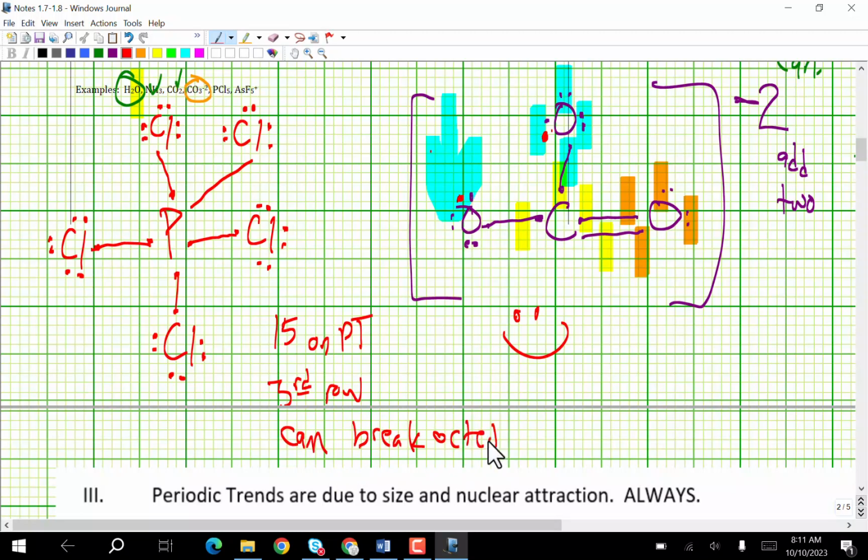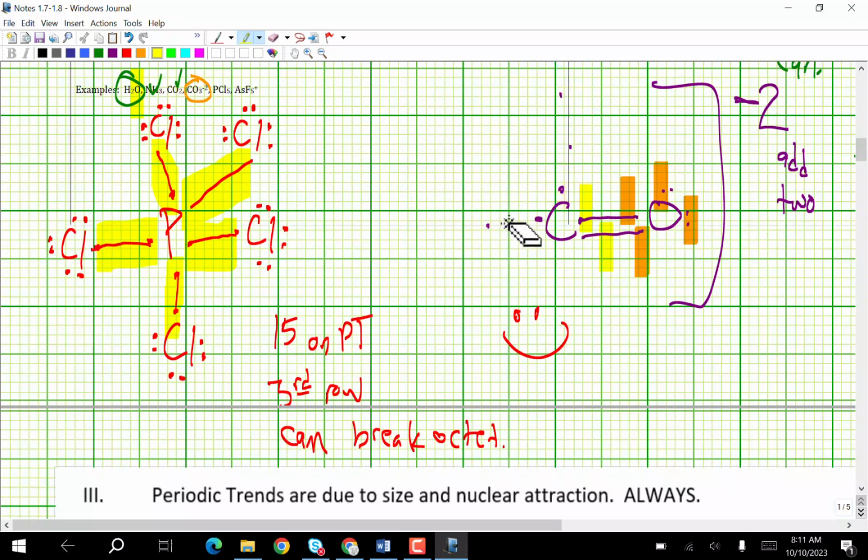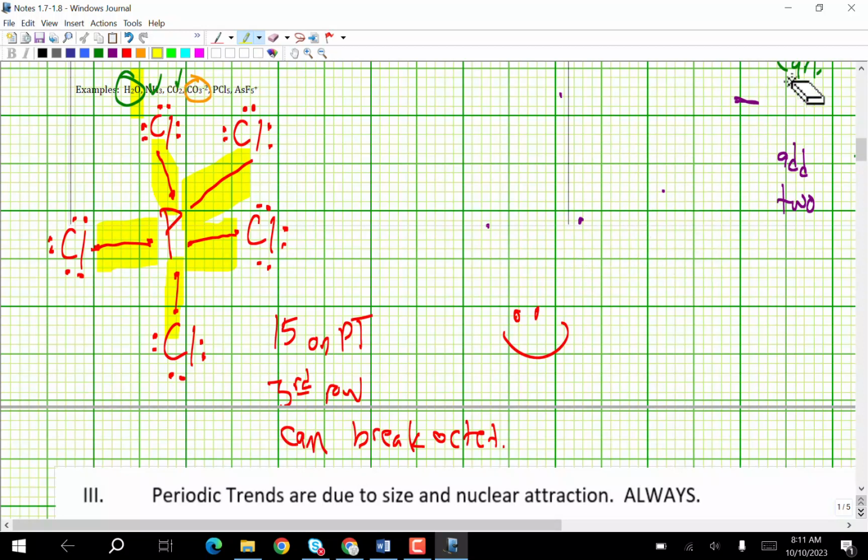And you know what? In this case, it has to, right? Why does it have to? Because I need to bond 5 atoms. 5 times 2 is 10. So that one's okay. And we're good. If this seems like a lot, that's because it's the introduction. We're going to do a whole bunch of them in class.